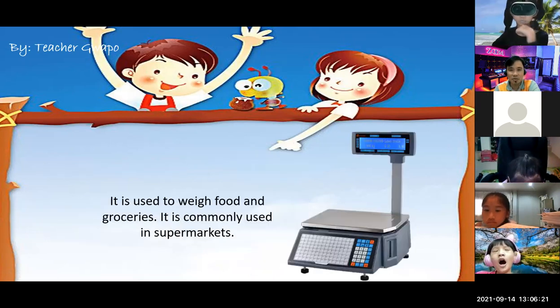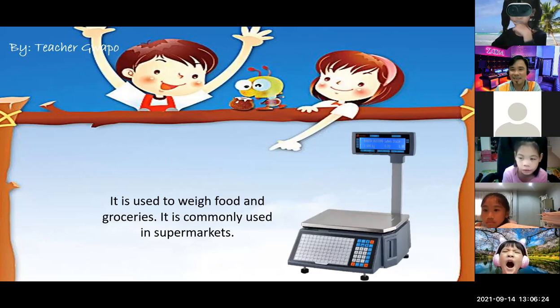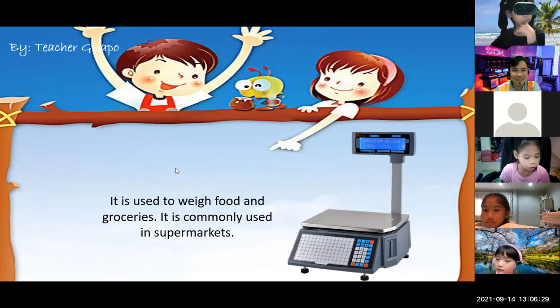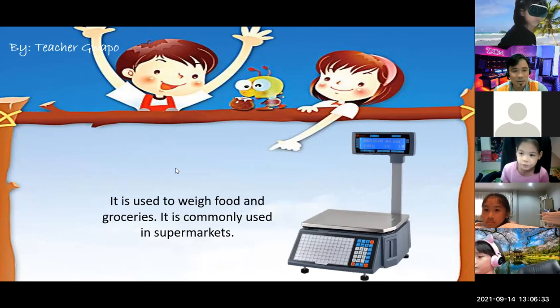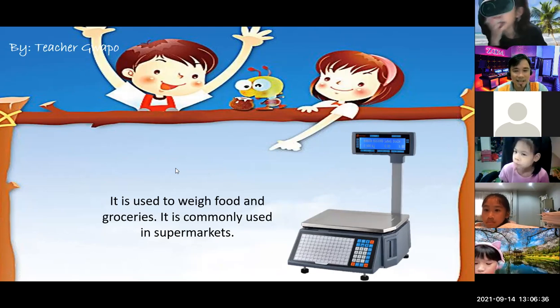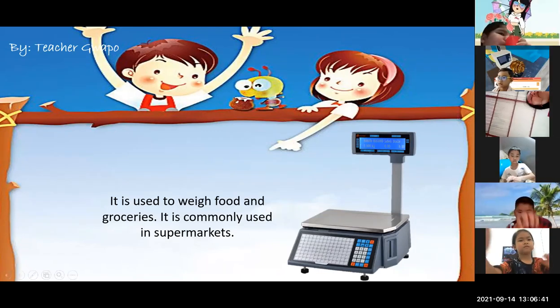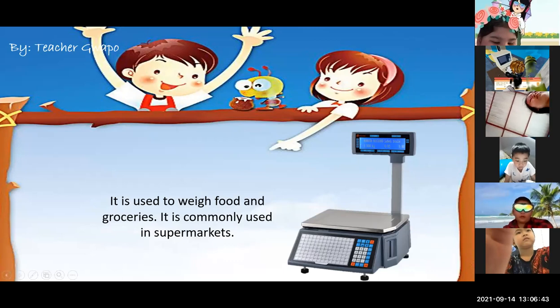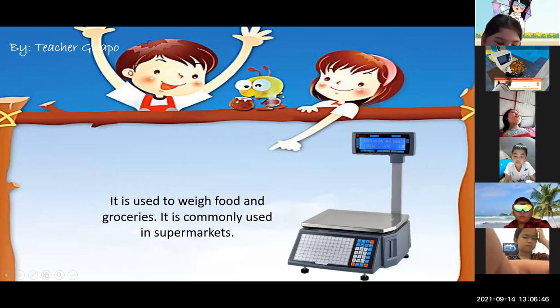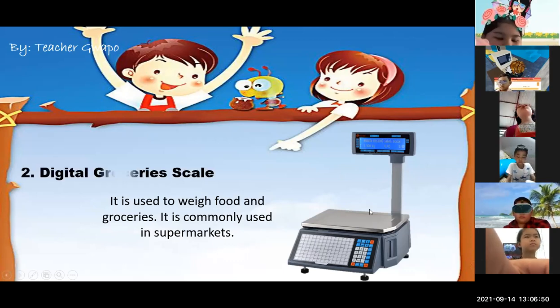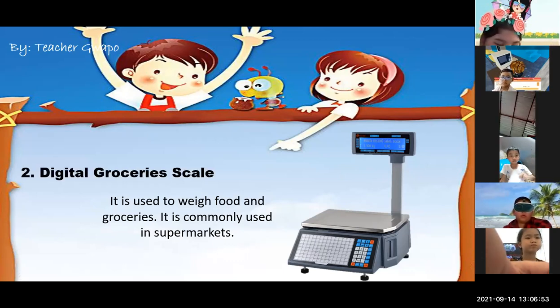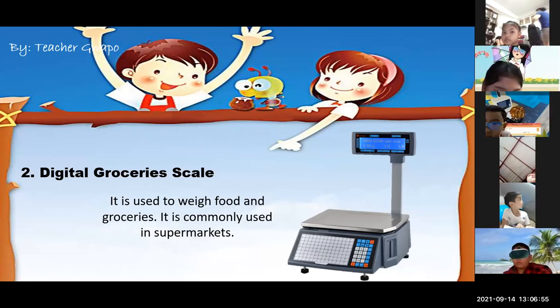You can see it when you go to Tesco Lotus or Big C. Anyone? Okay, maybe Oka knows the answer. Oka, do you know the answer? Who can tell the answer? What's the name of this weighing scale? Anyone? Let's ask Fourth or Base. Hi, Base. What's the name of this weighing scale? This weighing scale is a digital grocery scale. You can find it when you go to Tesco Lotus. You can see this one.